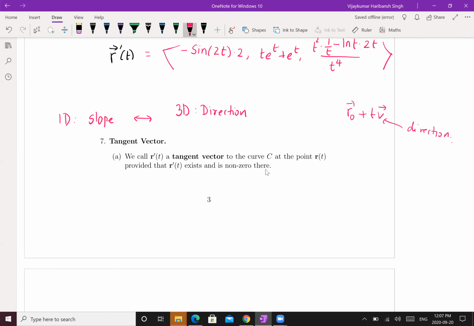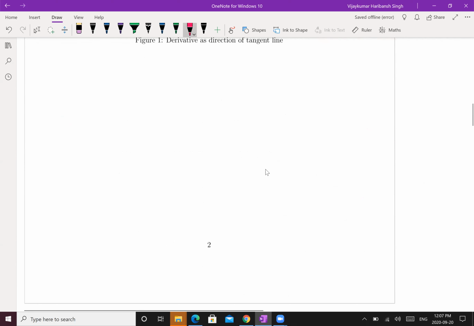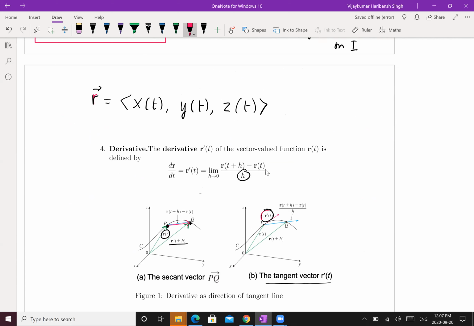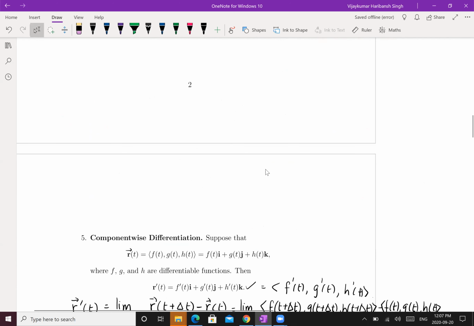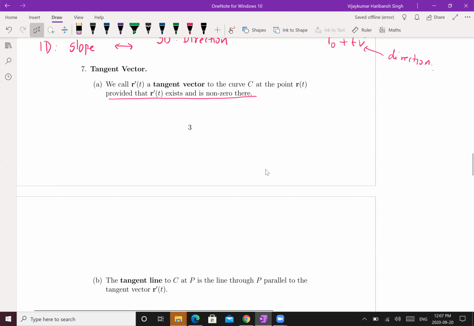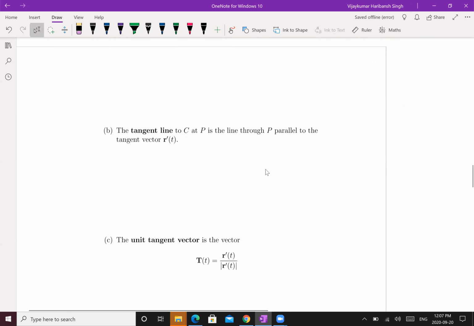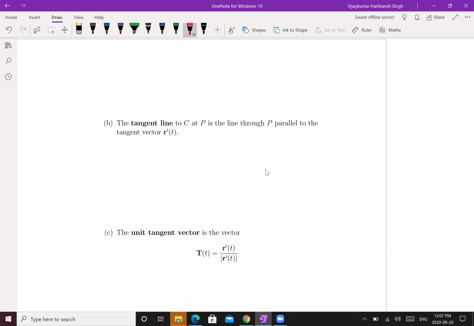So let's repeat the same thing here. We call r prime t the tangent vector to the curve C at point r of t, provided that r prime of t exists and is non-zero there, right? So that's the idea: if r prime t exists and is non-zero, then we call this a tangent vector. Why do we need it non-zero? Because otherwise we'll have no direction if it is zero. So r prime t should not be zero to be called a tangent vector. Now the tangent line to the curve C at point P is a line passing through P and parallel to r prime of t.